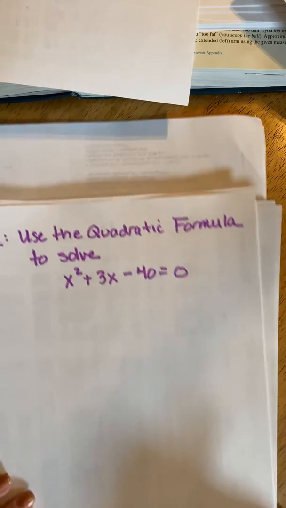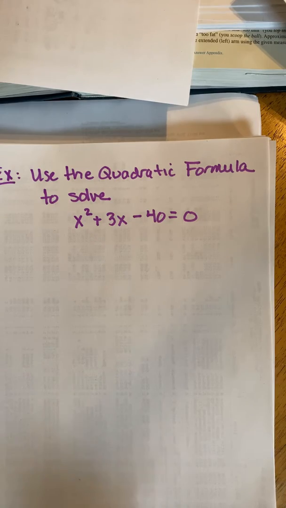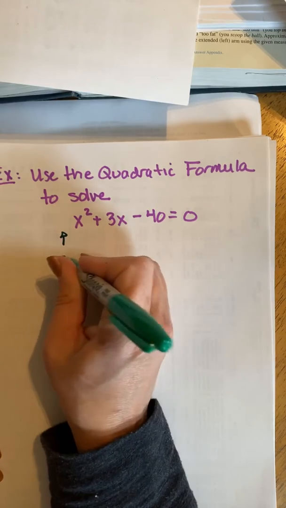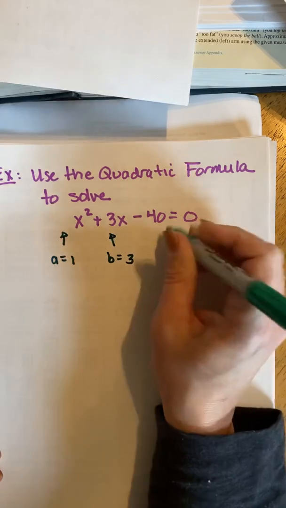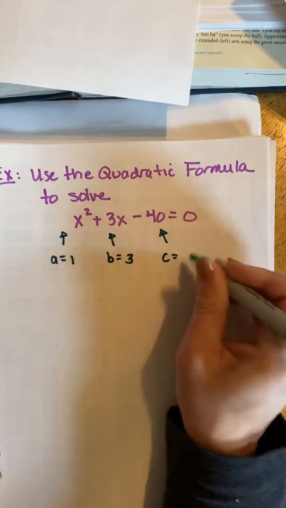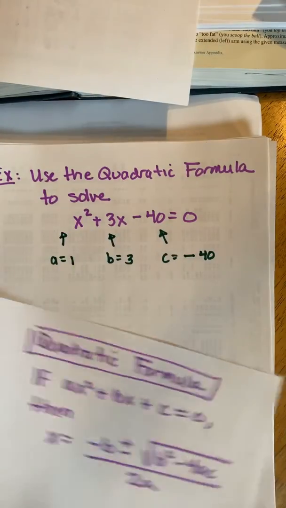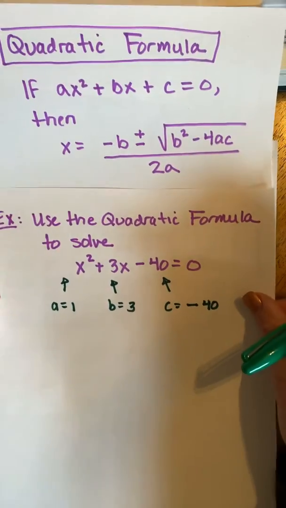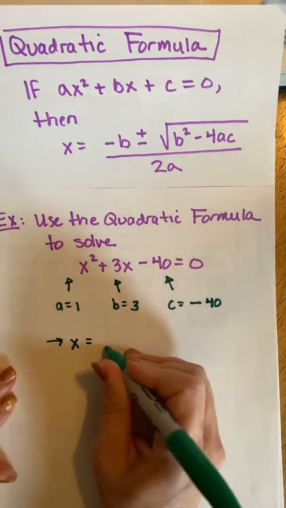Ready. Let's use the quadratic formula to solve x squared plus 3x minus 40 equals 0. So we're going to identify A, B, and C. A, again, is 1. It's not always 1, but just for starting out simple. B would be 3. C would be negative 40. All right, and then according to our quadratic formula, here's the template for the quadratic formula. My solutions are going to take on this form.